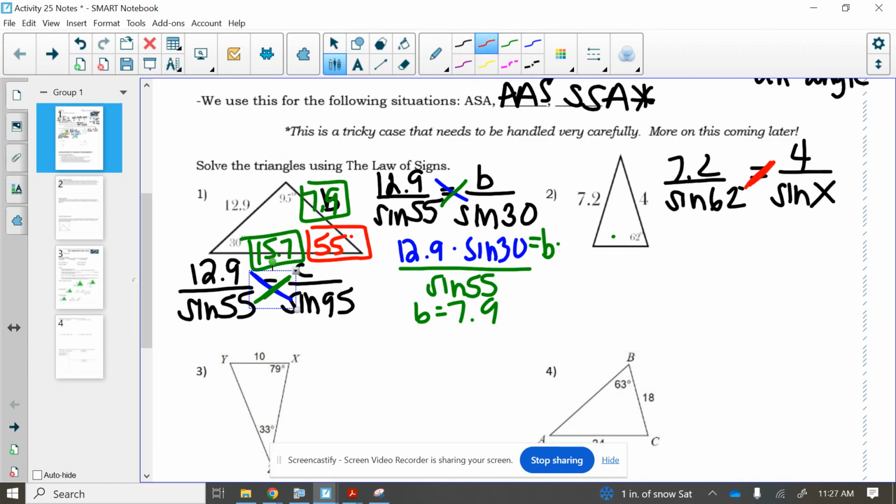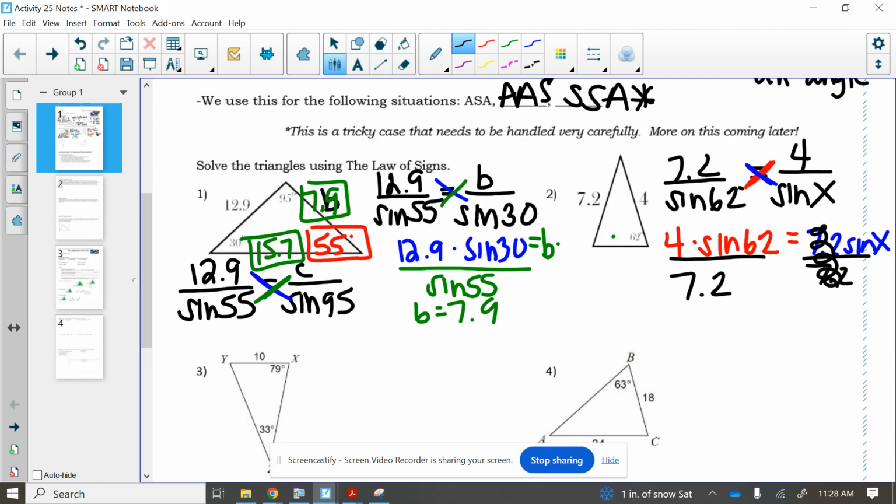We are going to multiply 4 times the sine of 62, and then that's going to equal 7.2 times the sine of x, and then we can divide that 7.2 over to get sine of x by itself. Now here's the thing, right? Sine of x equals this. That's not what x equals, that's what sine of x equals.